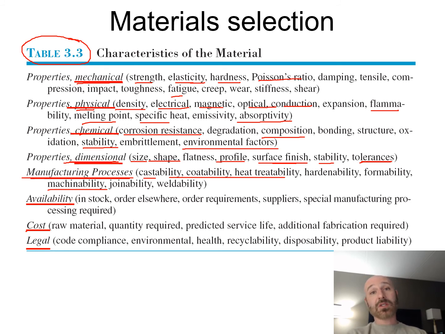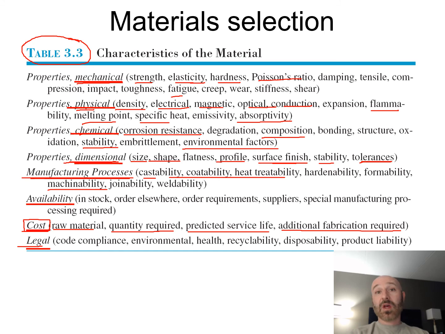Then cost. Cost is one we don't like to talk about because that may steer us away from the best product that we can get that fits all the criteria, but it's very real. Cost includes the raw material cost and the quantity required, so maybe you get a bulk discount, the predicted service life of it, and any additional fabrication. Certain materials have additional costs because it takes a special type of fabrication to work with them. So all those fall under our cost material characteristics.